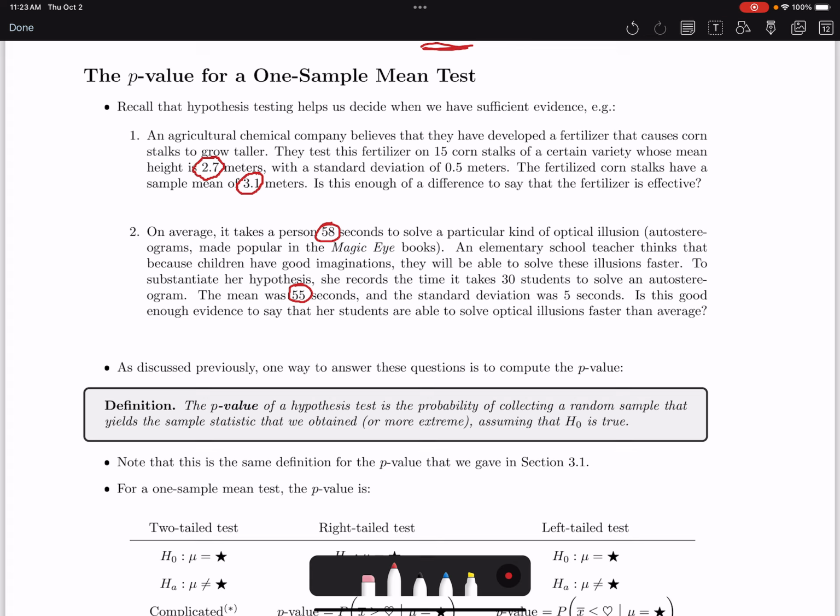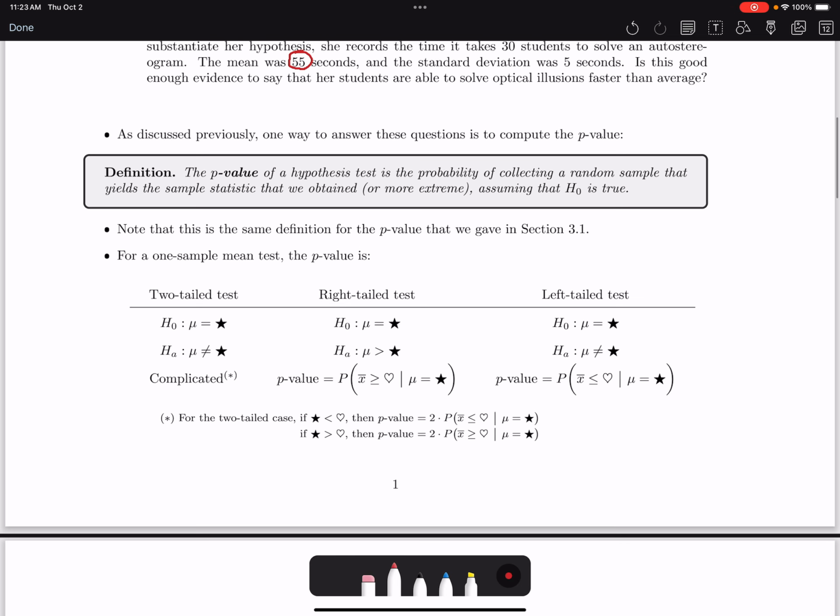And the key to being able to answer them is to compute the p-value. So this is the same definition that we went over in 3.1. I'm giving it to you twice, and that should tell you how important I think it is, right? So the p-value of a hypothesis test is the probability of collecting a random sample that yields the sample statistic that we obtained, or something more extreme than that, assuming that the null hypothesis is true. In this case, since we're testing means, the sample statistic in question will be the sample mean.